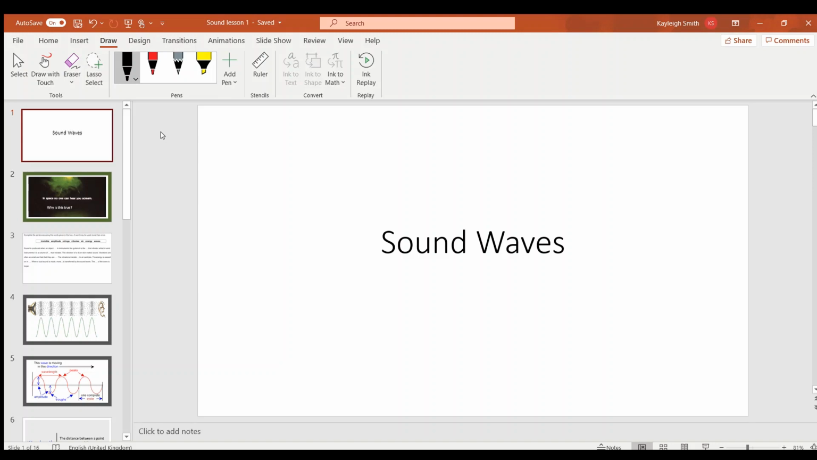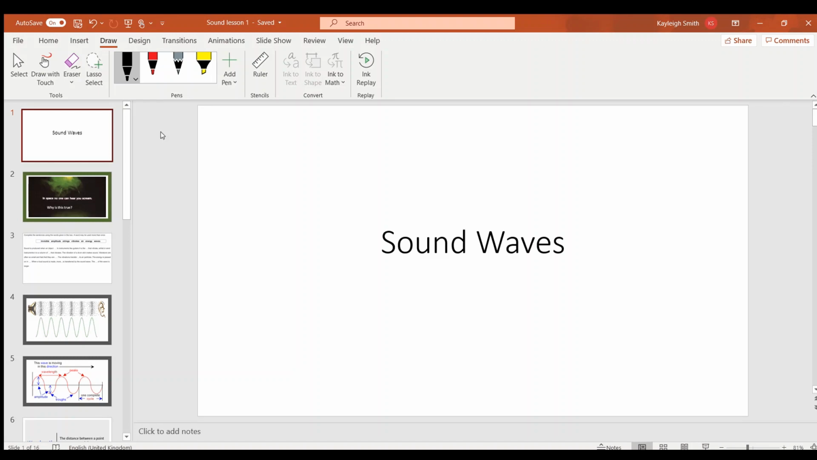Hello Year 7. We're going to look at sound waves today and how we describe them in a little bit more detail. Hopefully last lesson you learned that sound waves work by vibrations passing from one particle to another.